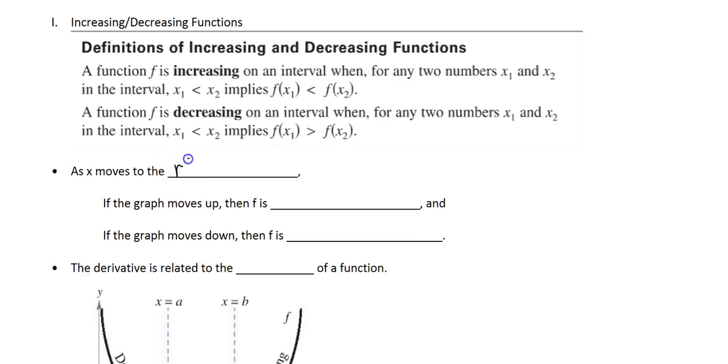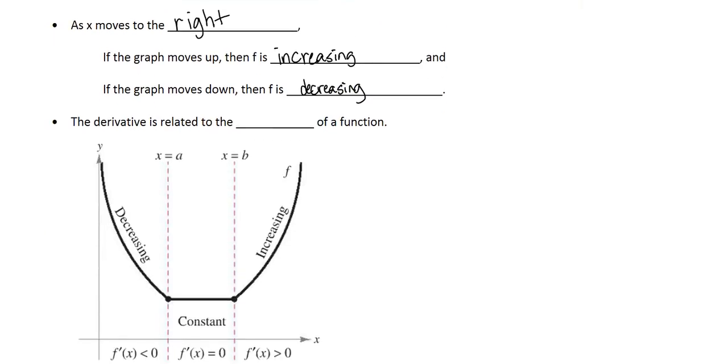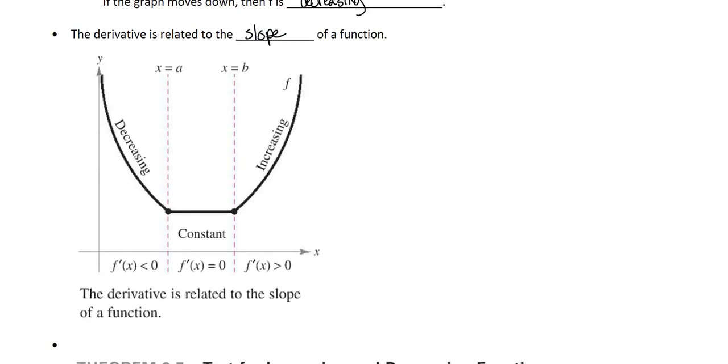So as x moves to the right, if the graph moves up, then f is increasing. And if the graph moves down, then f is decreasing. So as you can probably guess, this is heavily related to slope of a function. So basically, wherever you have a negative slope, you're going to be decreasing. Wherever you have a positive slope, you're going to be increasing. And wherever you have a slope of 0, you're going to be constant.